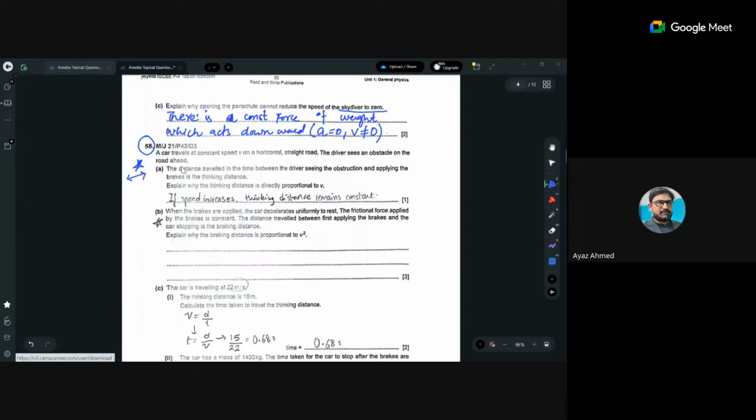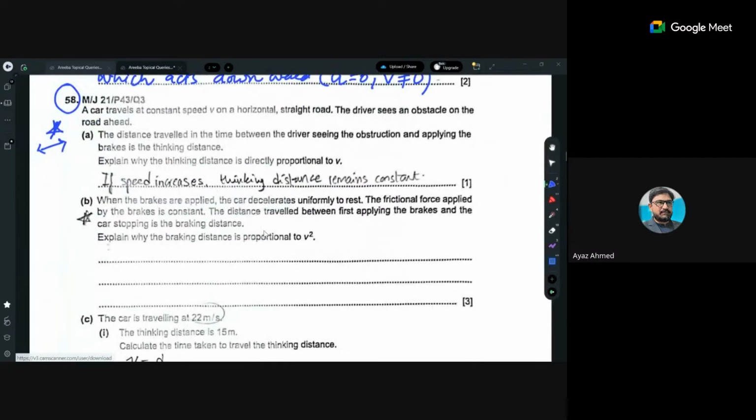Okay, so the next question, question number 58. So we have to start from question number 58. Yes, you have problem in this part. When the brakes are applied, the car decelerates uniformly to rest. The friction force applied by the brakes is constant. The distance traveled between first applying the brakes and the car stopping is called braking distance. Explain why the braking distance is proportional to v square. Very good. So these type of questions are critical questions which would not be clear to you even once you see the marking scheme. Okay.